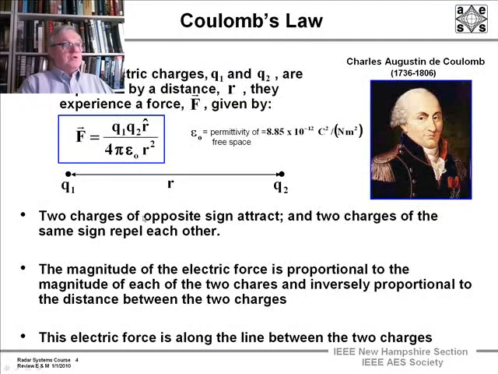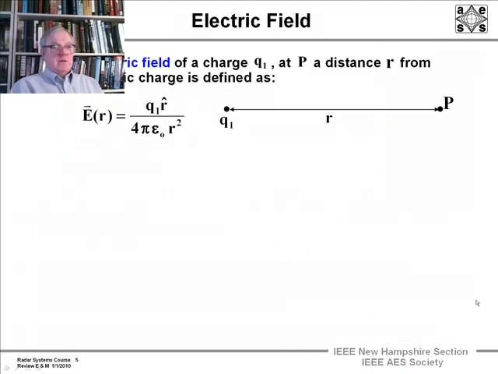And note that the 2 charges, if they're of opposite sign, they attract, and 2 charges of the same sign repel each other. The magnitude of the electric force is proportional to the magnitude of the 2 charges and inversely proportional to the distance between the 2 charges. And the force is along the line between the 2 charges. And here is a photograph of Charles Coulomb, and you can see about when he did his work.